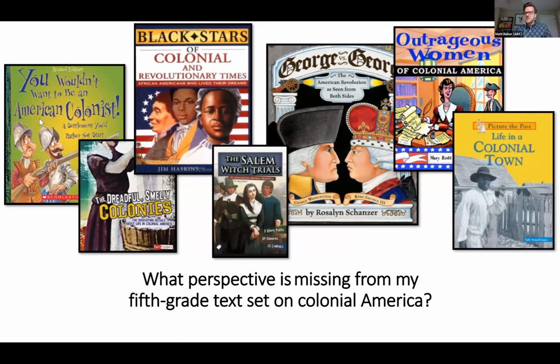And when we think about colonial America, we see that this idea of you want to be an American colonist is going to provide some idea of what it was like to be an American during the colonial times. The dreadful, smelly colonies is going to give us a little bit of humor, but again, about life in the colonies and how it wasn't all as rosy as it might be depicted in certain movies. We see that there's an entire book devoted to lives of Black people during colonial times, Salem witch trials, which is kind of an interesting take, but it was present during those moments. George Washington versus King George. So we're going to see a little bit of the idea of British versus American there.